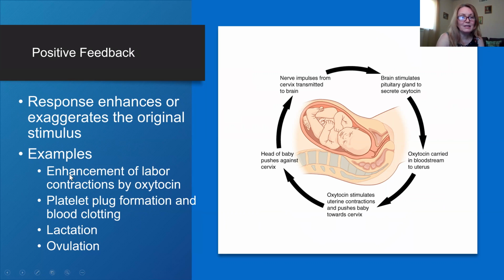Well, an example would be enhancement of labor contraction by oxytocin. We will look over here in a second. But another example is platelet plaque formation and blood clotting. So when you start this cascade of blood clotting, you don't want it to stop, right? You want it to progress until you stop bleeding. Lactation and ovulation are other examples of positive feedback. So let's look over here.